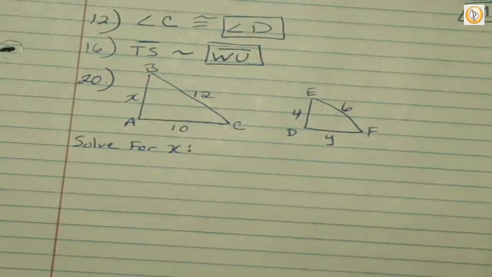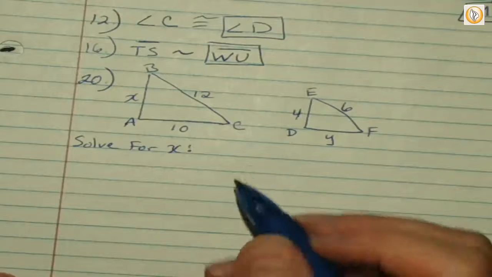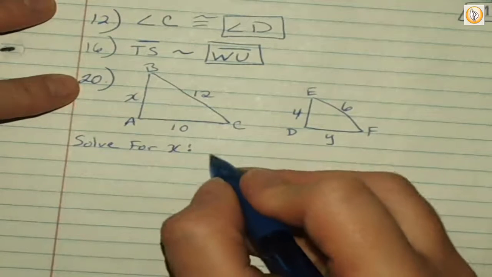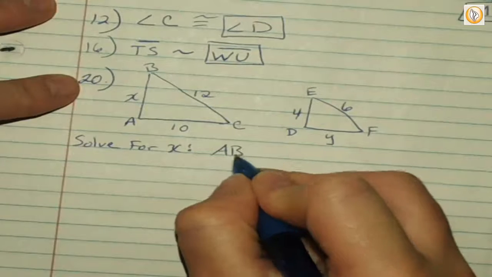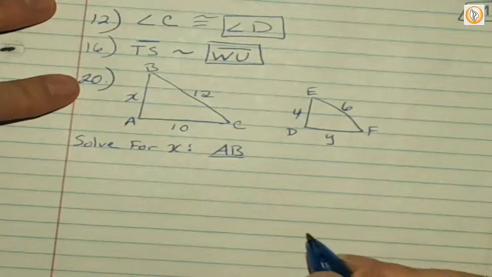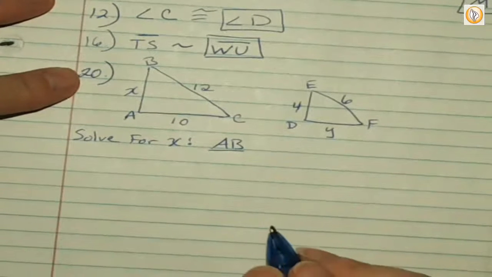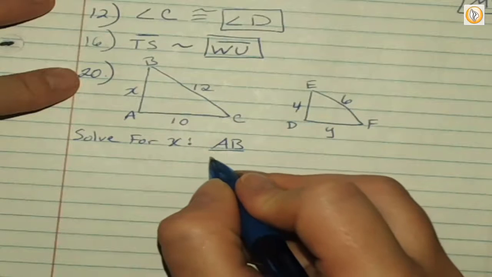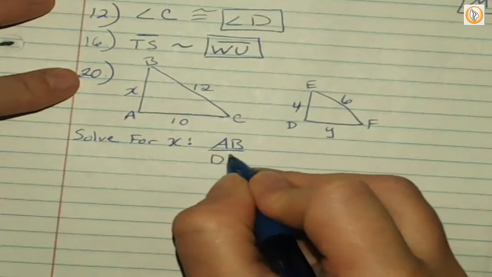So Izzy, we're going to start with the big triangle. What side is x? And what side does it correspond with on the small one? D. E. There you go.